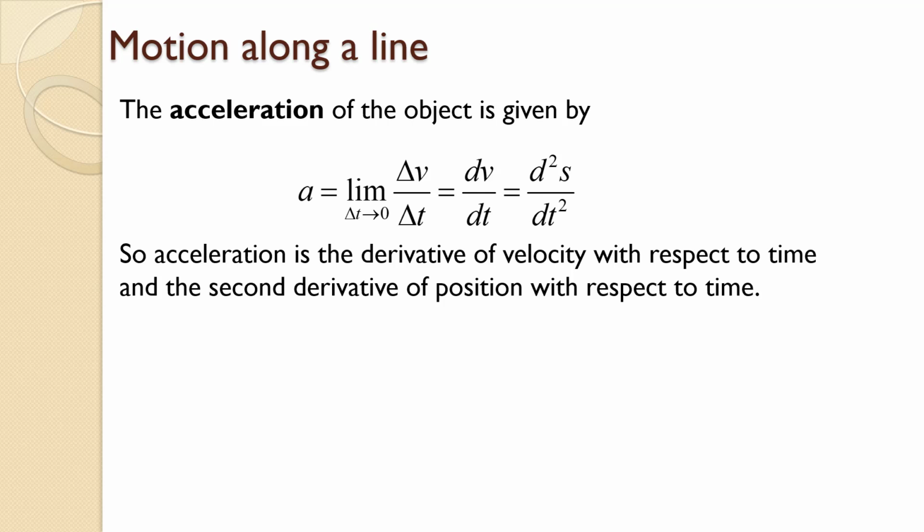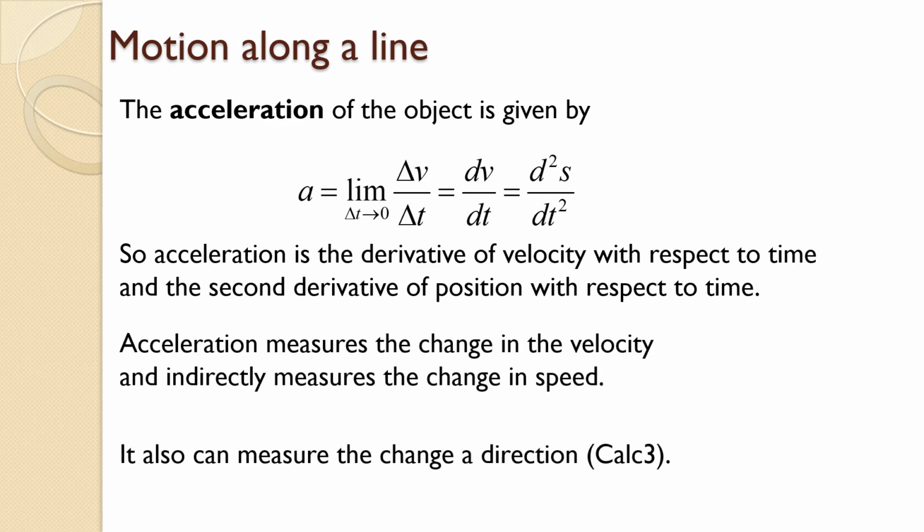Now, velocity has to do with the motion of the object left and right. All acceleration does is it measures the change in the velocity, and it also indirectly measures the change in the speed.